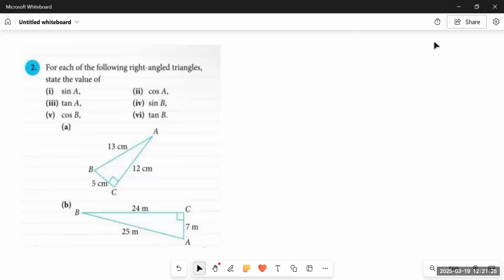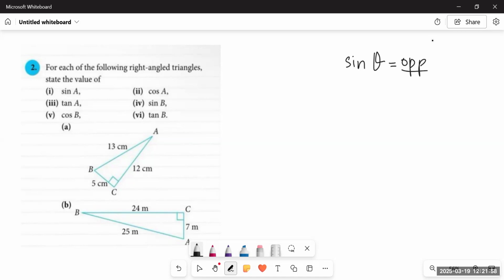Now, before starting question number 2, let us understand what is sine A, what is cos A, what is tan A. These are the 3 formulas. In a right angle triangle, if any angle is 90 degrees, then we can use these 3 formulas. The 3 formulas are: sine theta, where theta means the angle given. Sine theta is equal to the opposite side upon the hypotenuse. And the opposite side is always the perpendicular, so you can say perpendicular upon hypotenuse. You can use either formula.